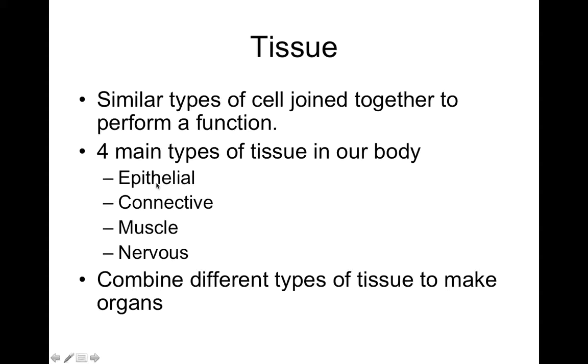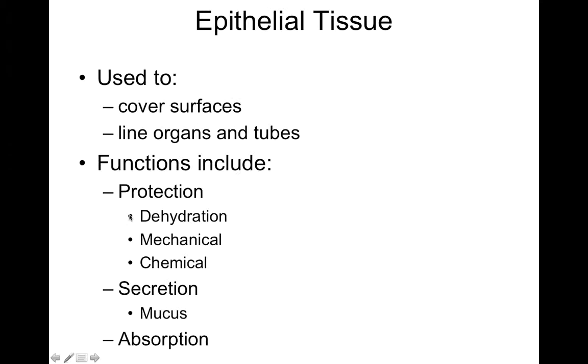So within our skin we have many different types of tissues. Start talking about epithelial tissue. Epithelial tissue is used to cover surfaces like our lungs or our bodies. And then they also line our hollow organs and tubes like the esophagus, blood vessels, those types of things.